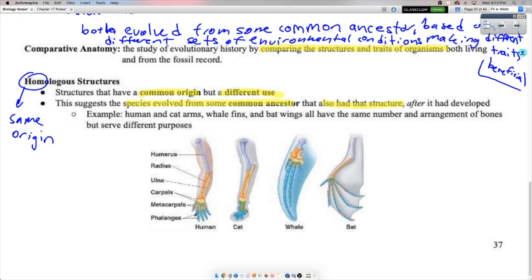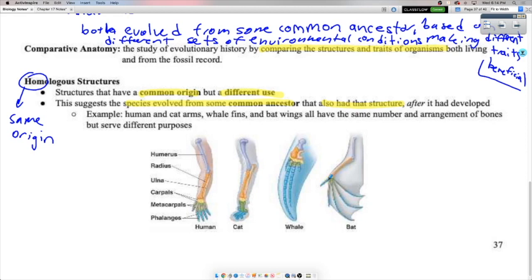But in other environments, that ancestor may have benefited more from being fast and having claws. And so mutations that lent itself to that started to express itself. You got a cat. And then maybe some of them were in a watery environment. And so mutations that made that limb longer and flatter and able to push water became beneficial. And over enough time, it speciated into a whale, right? And then you get the same idea with a bat.